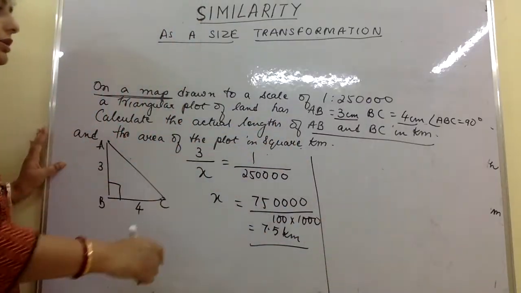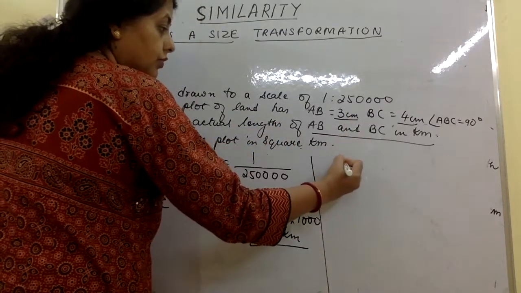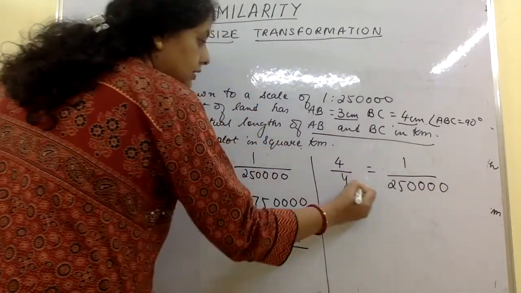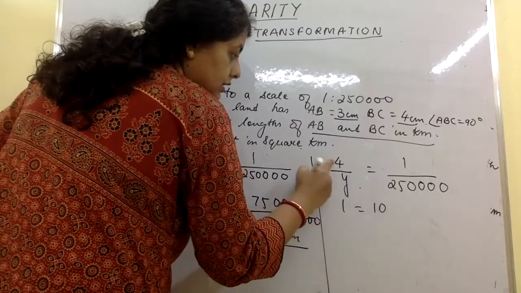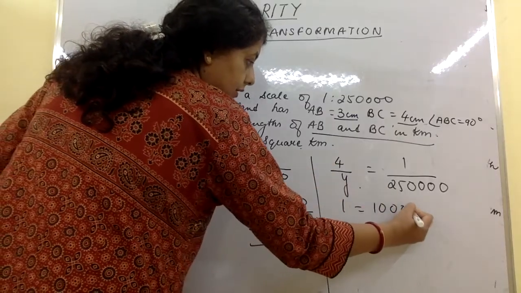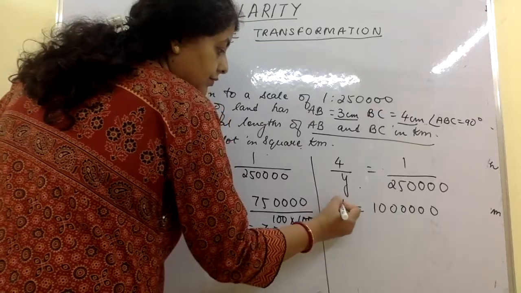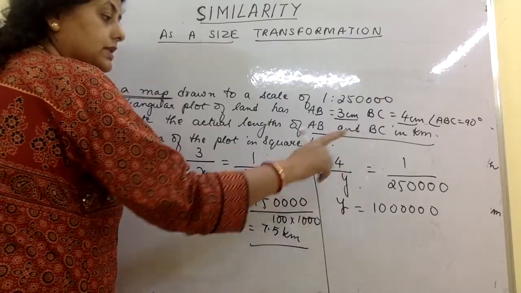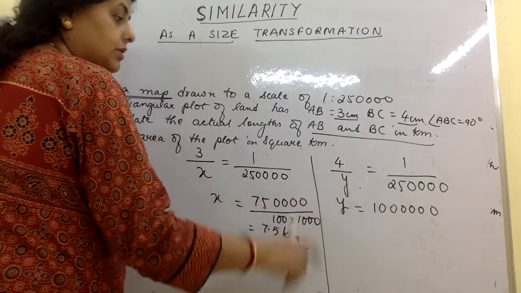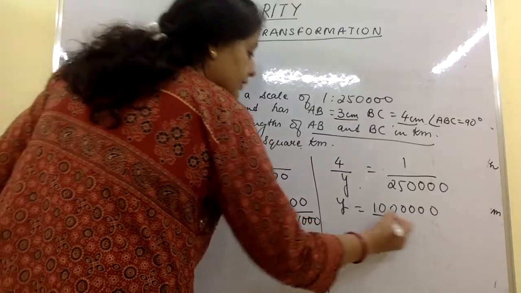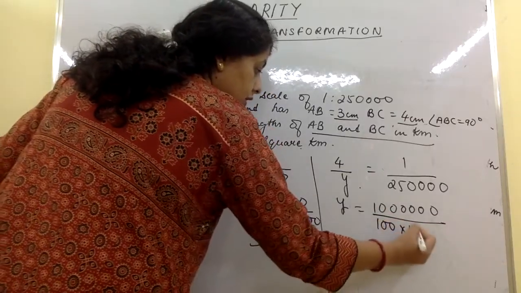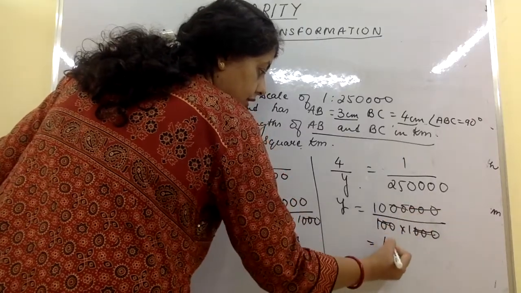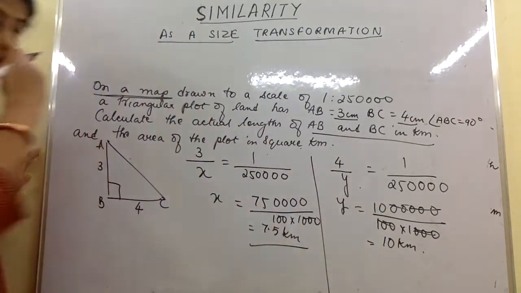Let me find BC also. Now we'll take 4 because that is for the map, 1 by 25 and 4 zeros, and here is Y. 4 into 25 makes 100 and then 4 zeros. But this is Y, and Y is this many centimeters because the whole sum has come in centimeters. Now we'll convert it to kilometers. How many zeros? 5 zeros, cancel them, 10 kilometers. So the side BC is 10 kilometers.